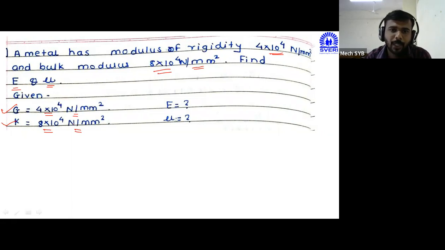Now here, if we have to calculate the capital E, and the capital mu, initially if we have to calculate the capital E, think about the relations, which relation we can use.